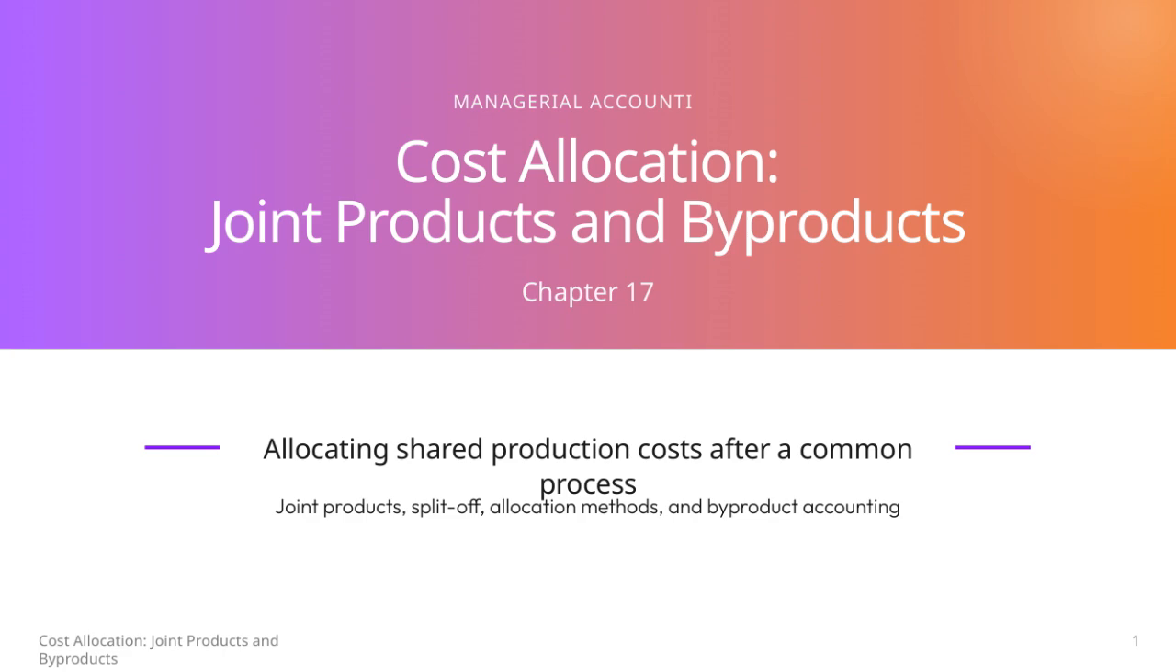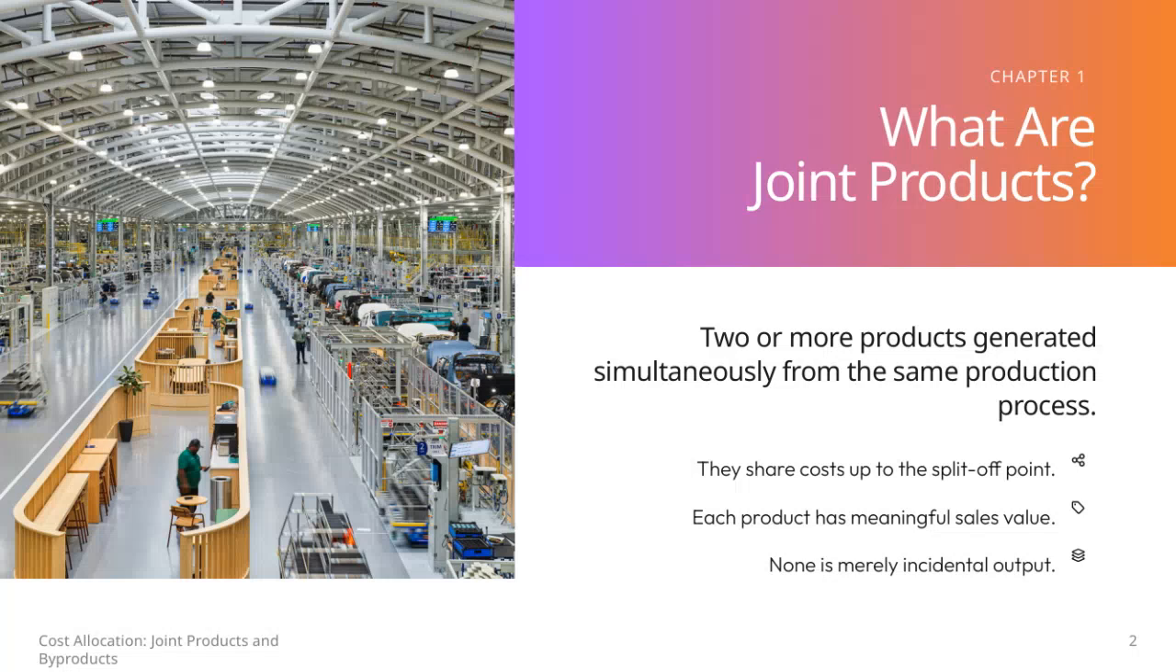Understanding these concepts helps managers make more informed decisions about pricing, profitability, and resource allocation within joint production processes. Let's dive into these topics step by step to build a solid foundation in cost allocation for joint products and byproducts. When we talk about joint products, we're referring to two or more products that come from the same production process happening at the same time.